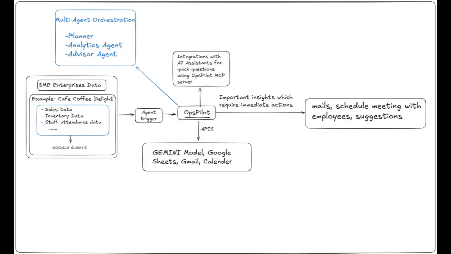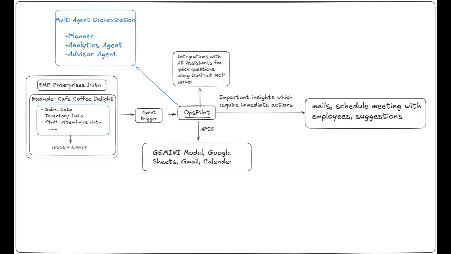It connects directly to this Google Sheet where our cafe tracks sales and inventory. The planner agent initiates the daily review workflow. The analytics agent pulls the latest sales, inventory, and staffing data from the cafe's Google Sheet. It computes KPIs, revenue, orders, wastage, and checks them against custom thresholds defined in the cafe's business profile.